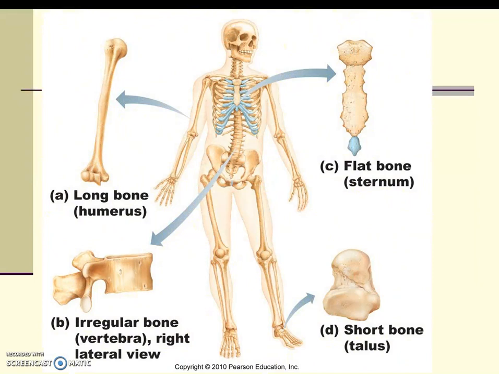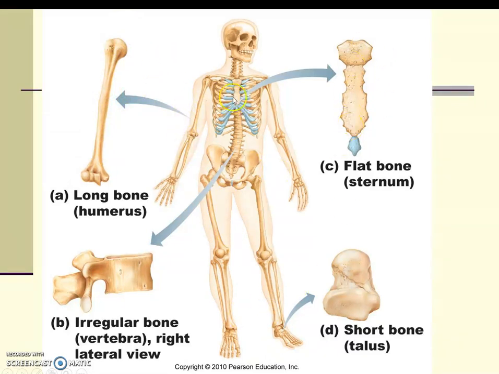Another good picture is on page 177, and you just need to know these terms for the bones. You're not going to be labeling anything. So the terms long bone, irregular bone, flat bone, and short bone. You should know those terms. I probably won't ask all four of them, but you should know things like a long bone is just a bone that's found in the arm or leg, like all of these.